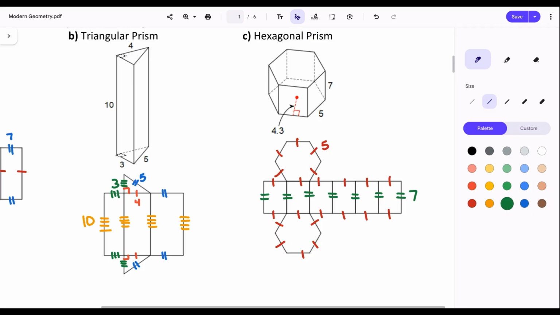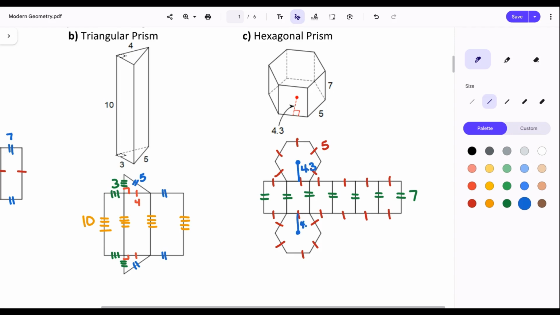There's one more measurement we should maybe still include in our picture of our net. What is that? The 4.3. What do we call this on a polygon? It's that funny word from the last unit. Anyone remember it? Starts with an A. The apothem.